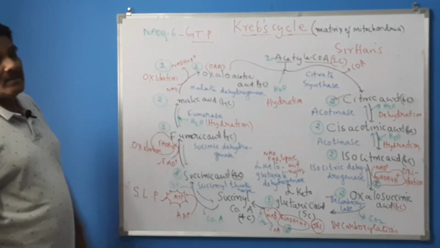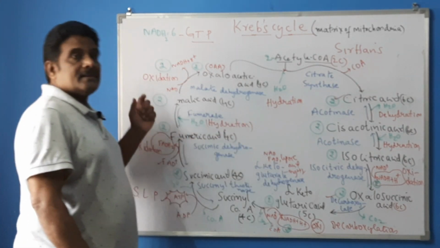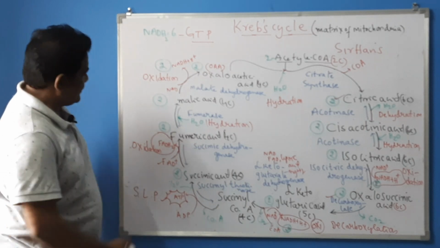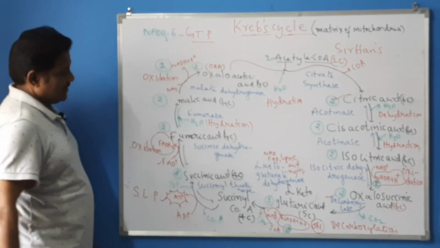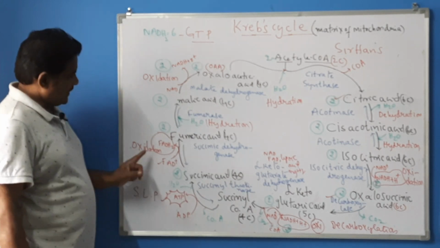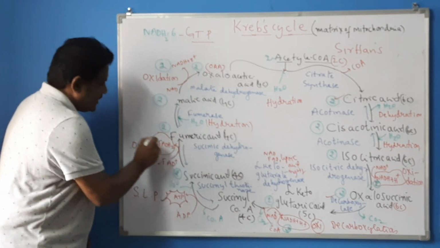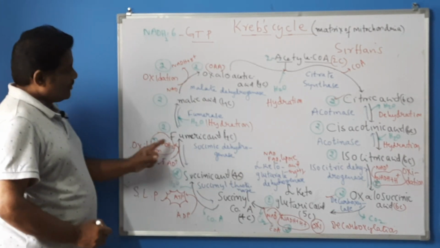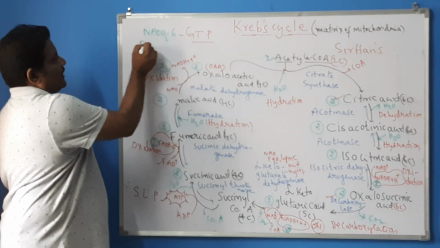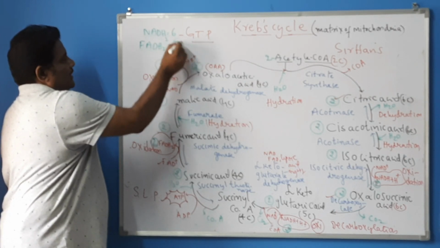And how many molecules of FADH2 are formed? Where do you find the formation of FADH2? Here you see in this step, in the conversion of succinic acid to fumaric acid. So FADH2 is formed here. But how many? 2. We should double, no? So 2 molecules of FADH2. FADH2 molecules are 2 here.